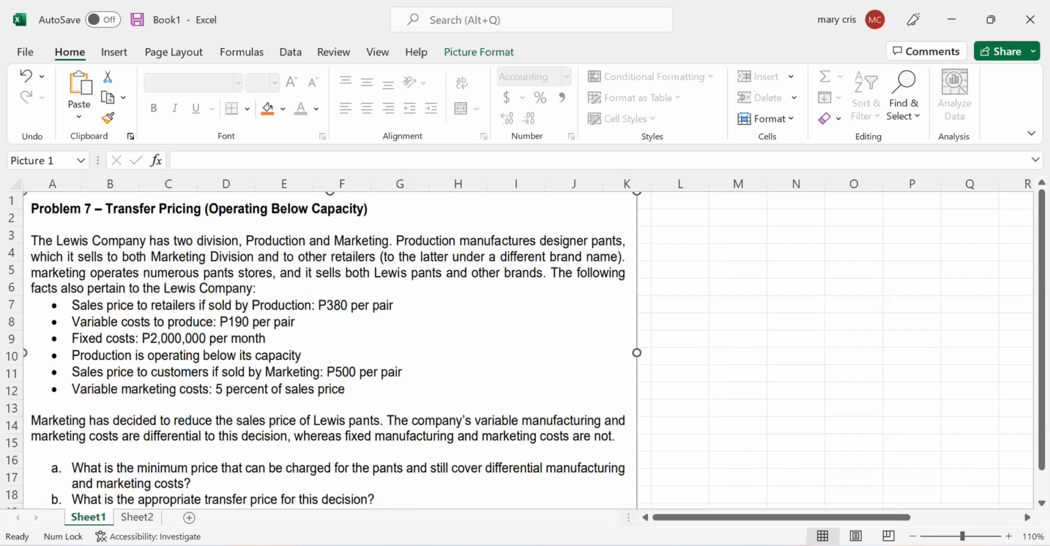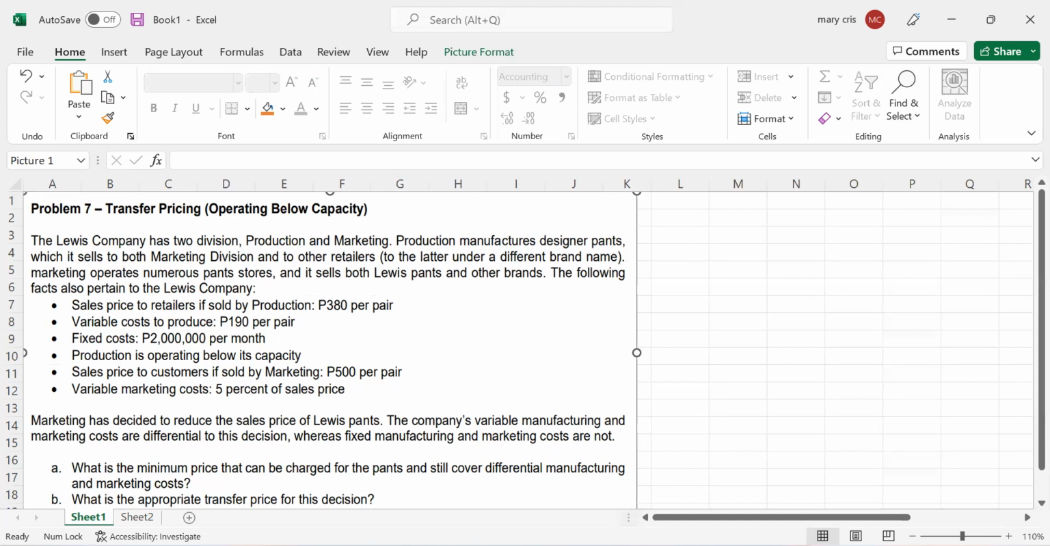So, we have here, Lewis Company, meron siyang two divisions, production and marketing. So, production manufactures designer pants, which it sells to both marketing division and to other retailers, to the latter under the different brand name. So, marketing operates numerous pants stores, no? And it sells both Lewis pants and other brands. So, the following facts also pertain to Lewis Company.